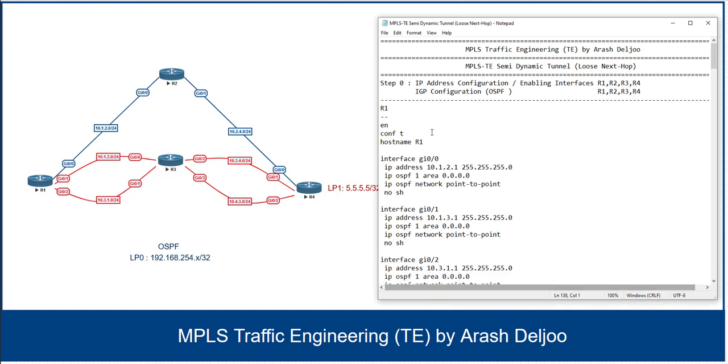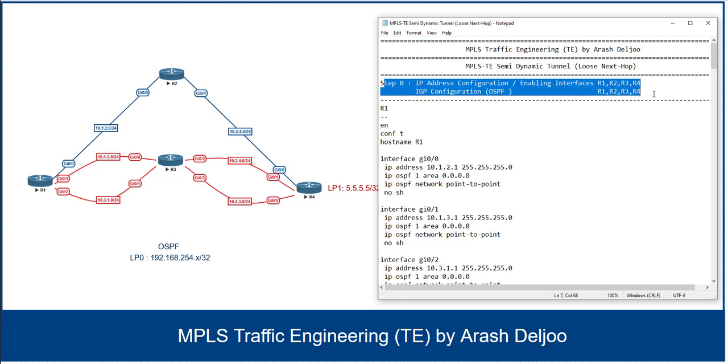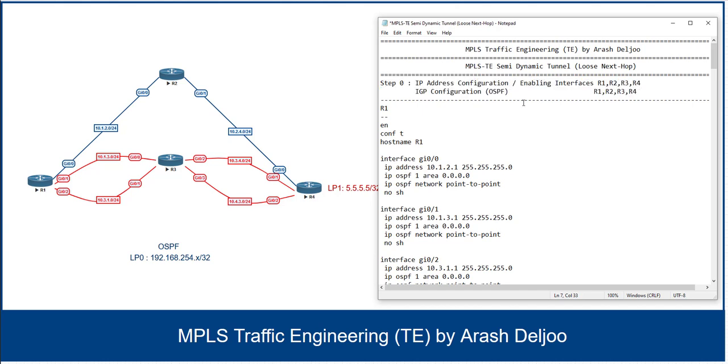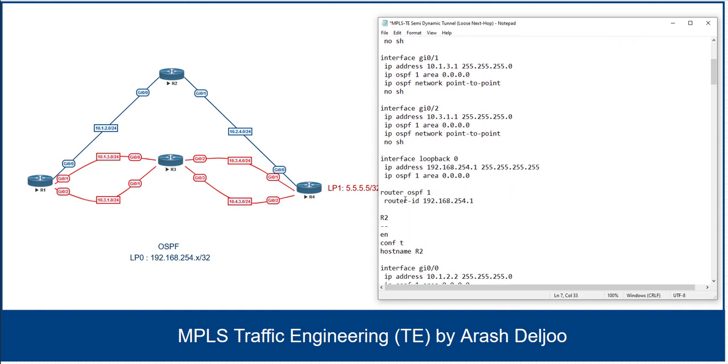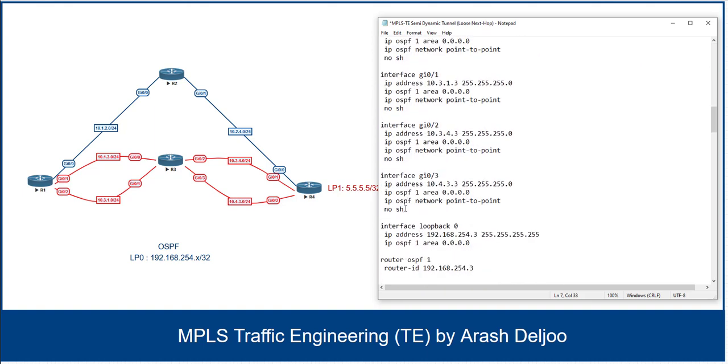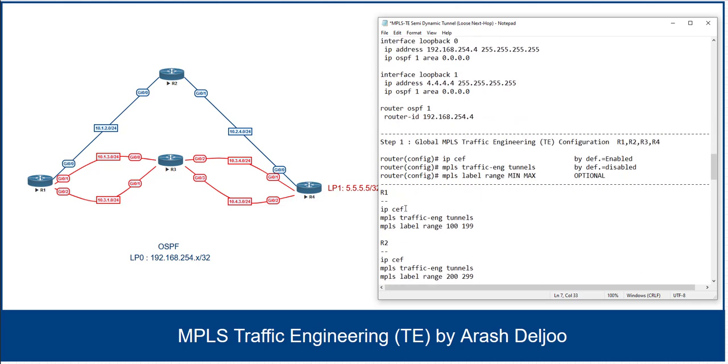In step 0, actually, we have IP address configuration and enabling interfaces on all routers, router 1 to router 4, and then IGP configuration. Here we use OSPF. About IS-IS, we also have a similar condition. I configured step 0. Here we don't have any new topic. Because of that, let me go to step 1.